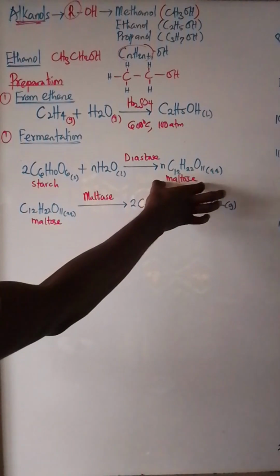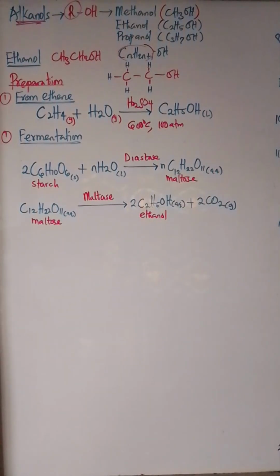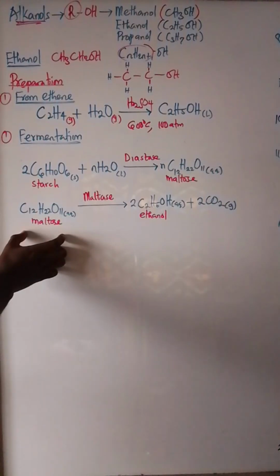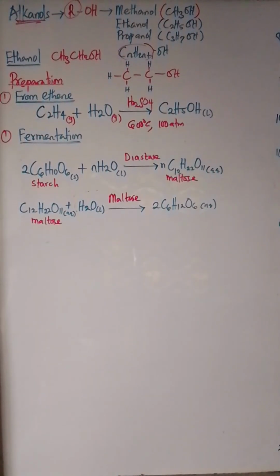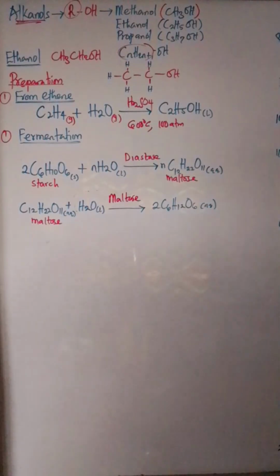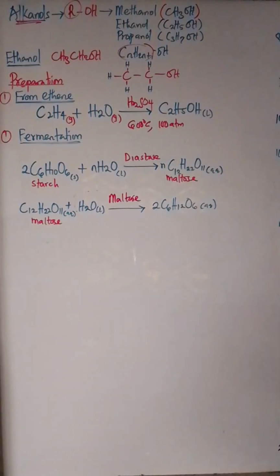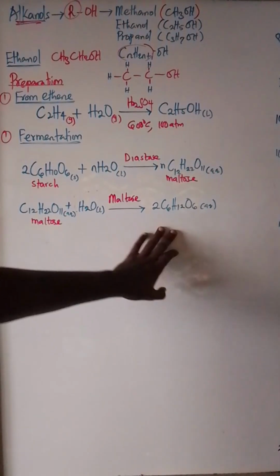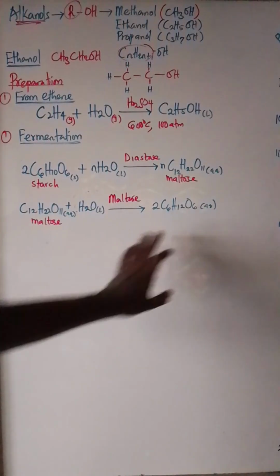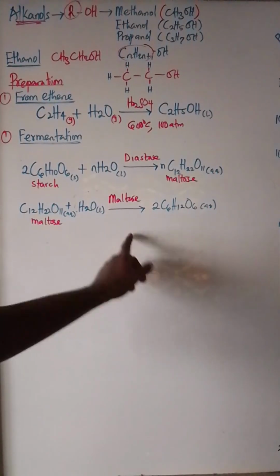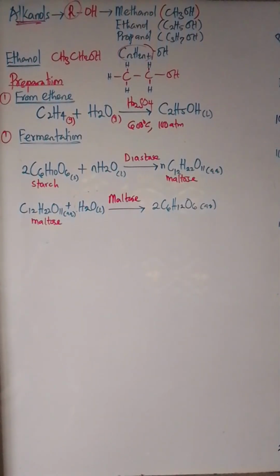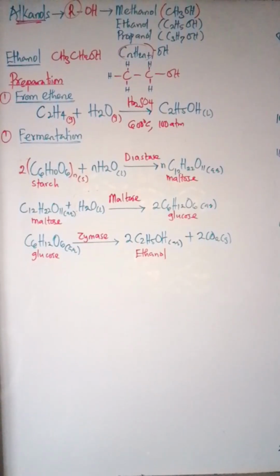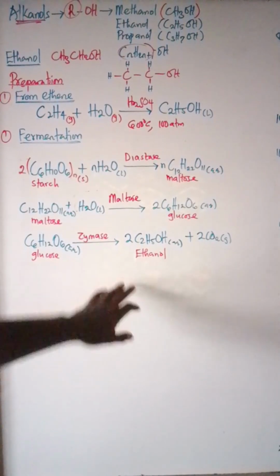After this process to the maltose, we need to add yeast at room temperature. The maltase will first convert the maltose to glucose in the presence of water. So the yeast contains maltase and zymase. The maltase will first convert the maltose to glucose. Now this glucose will be converted to ethanol and CO2 by the presence of zymase. Hence, we have our final product, ethanol.